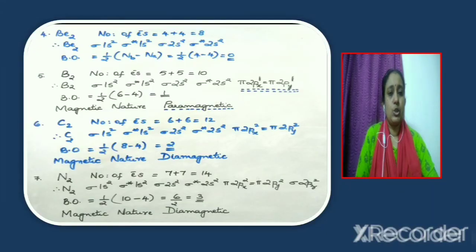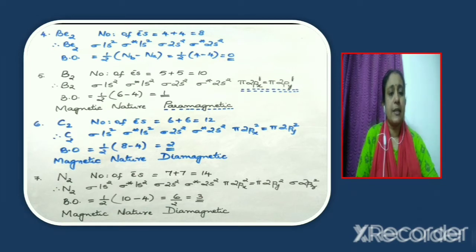Consider Be2 molecule. Total number of electrons in this case is equal to 8. Therefore, the electronic configuration can be written as sigma 1s2, sigma star 1s2, sigma 2s2, sigma star 2s2. And what will be bond order equal to? 0. So, bond order 0 means Be2 molecule does not exist.